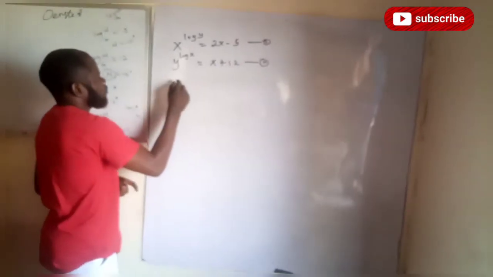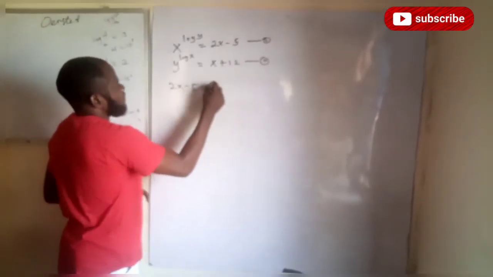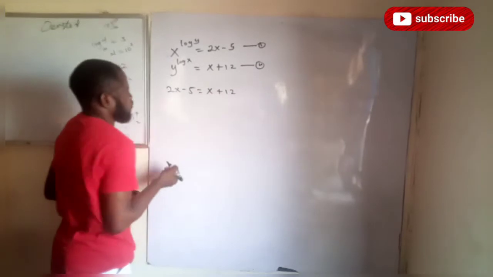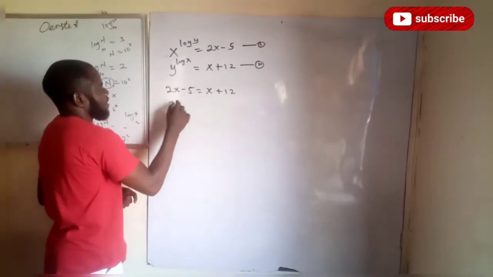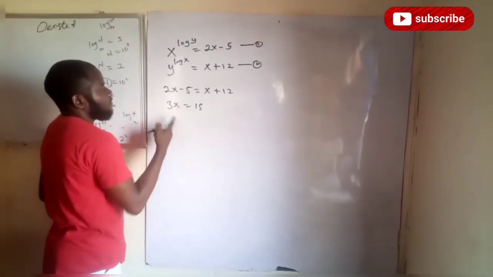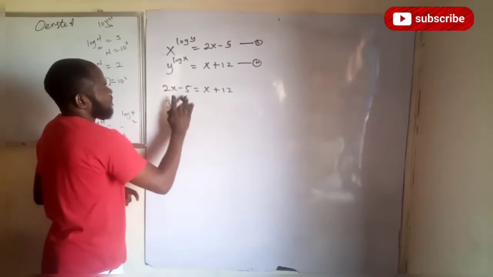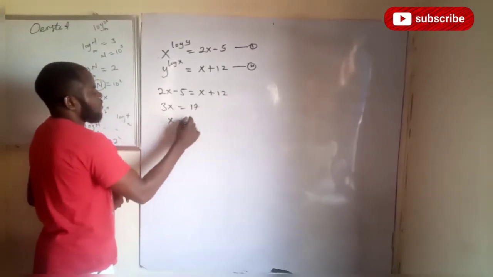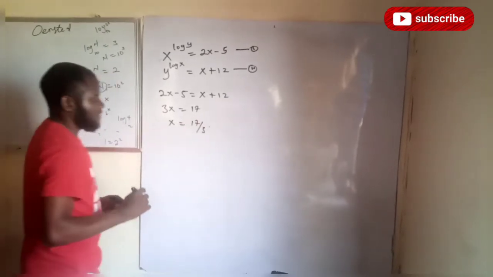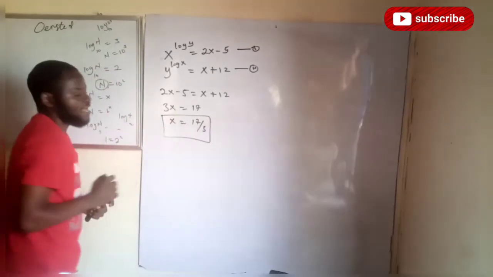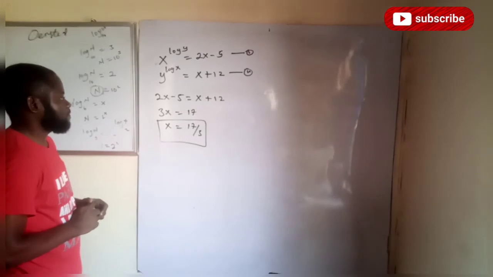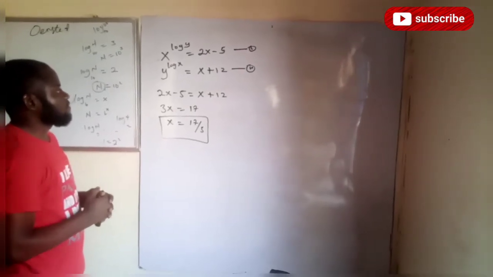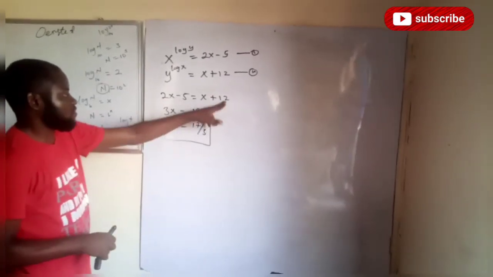So I have 2x minus 5 equals x plus 12. I collect the like terms. I have 3x equals 15, right? Sorry. If this one should come to the other side, it becomes 17. Cool. So x equals 17 divided by 3. So this is the actual value of x. If there's no mistake, then we can go on.